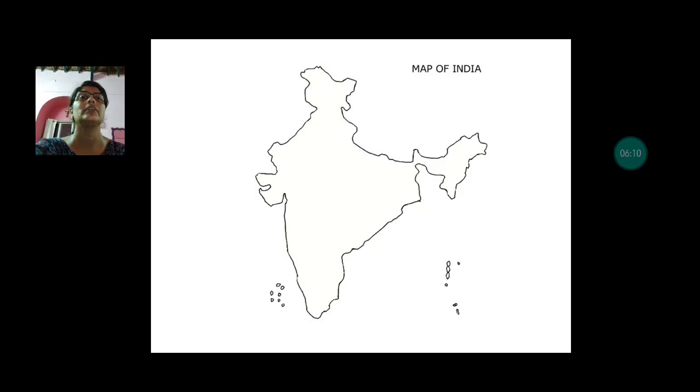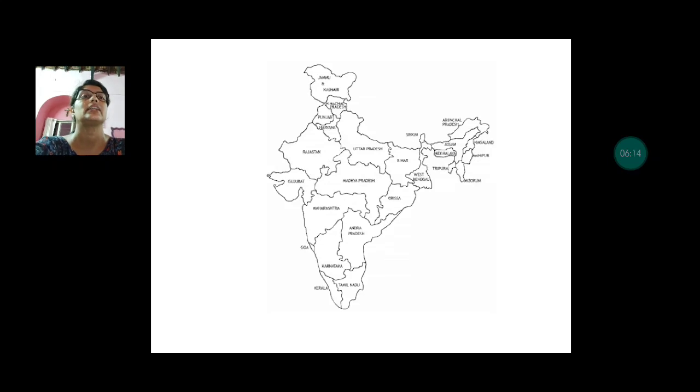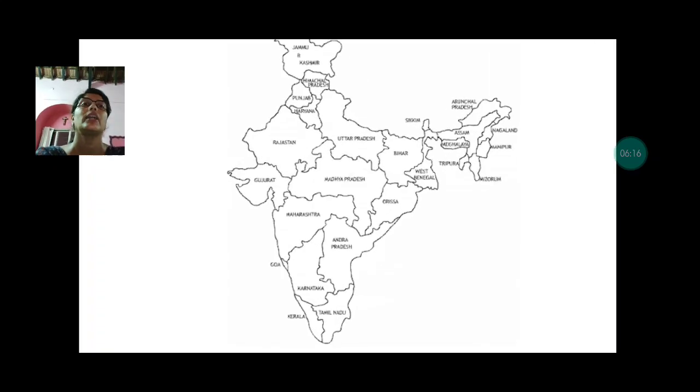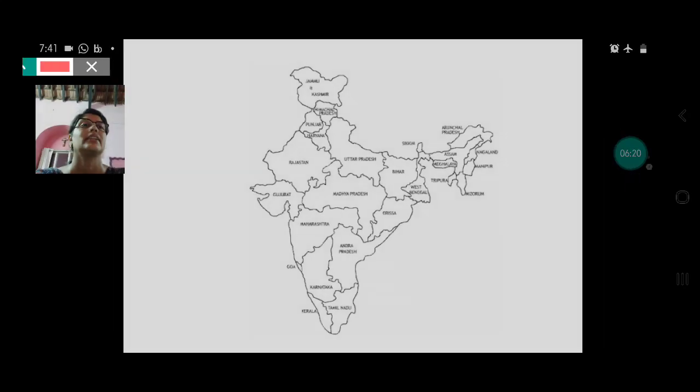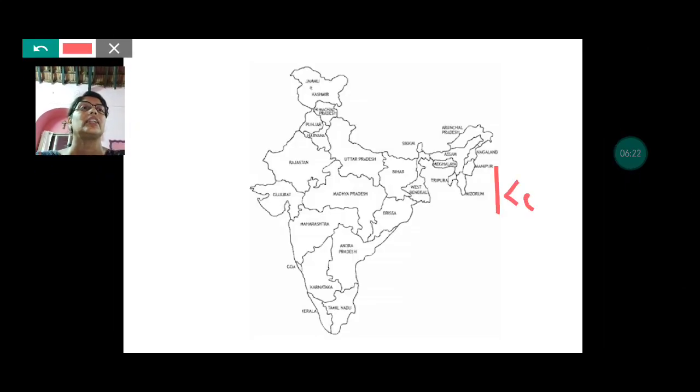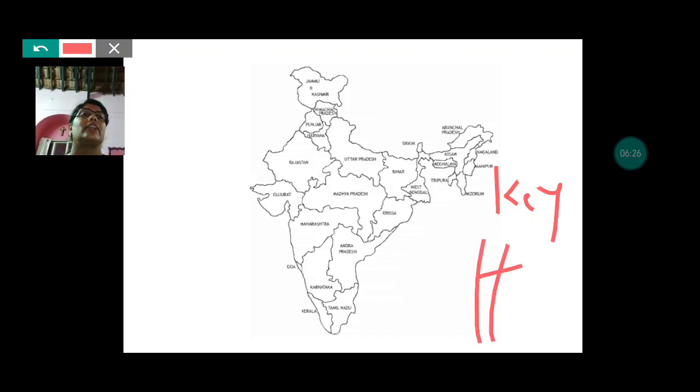Now remember, you will be given a political map only. I have a political map here, so I'll try and show you. Don't forget to draw your key or your index. That's the first thing that you need to do, and there are 8 things here, so you will have to have 8 columns with 8 signs and symbols.